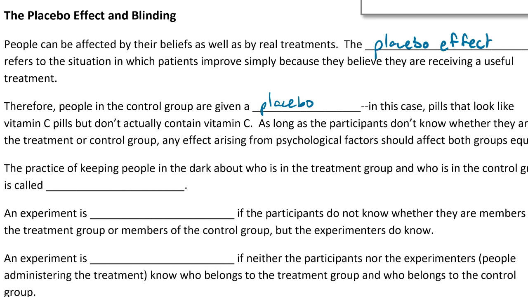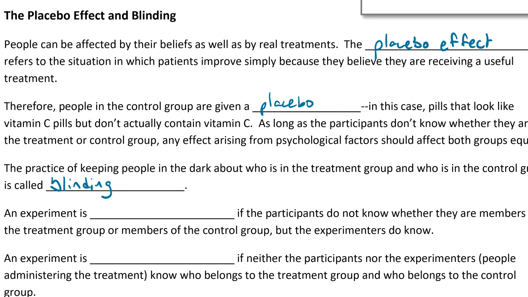The practice of keeping people in the dark about who's in the treatment group and who's in the control group is called blinding. So it just means that they don't know who's who. You don't know if the pill that you're being given is actually treatment or if it's a placebo. So you're completely in the dark about which group you're in.